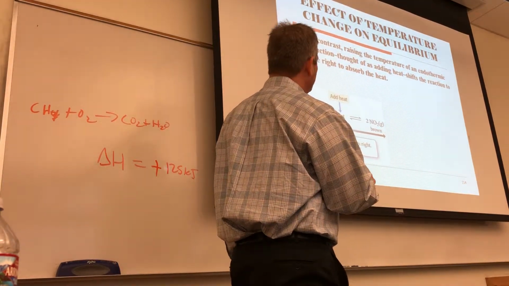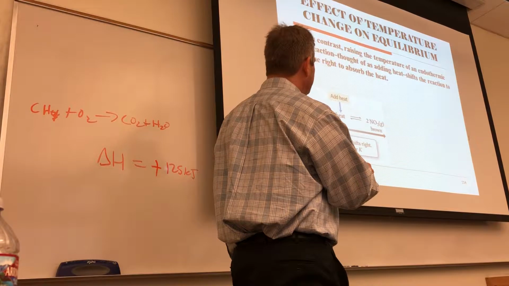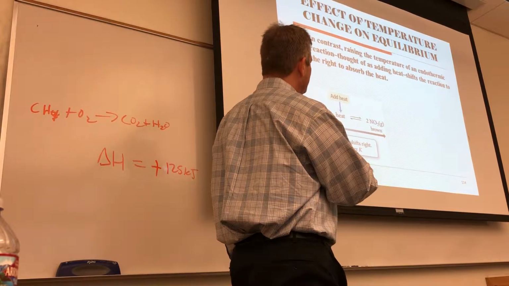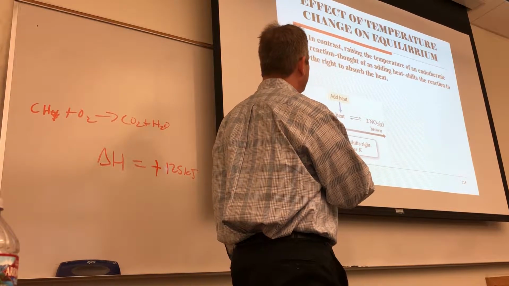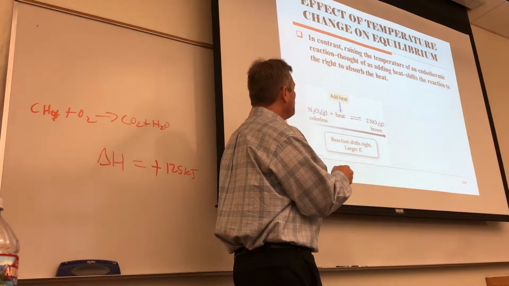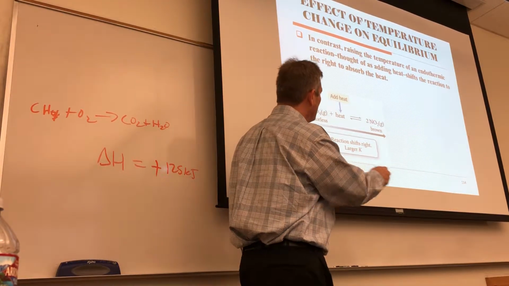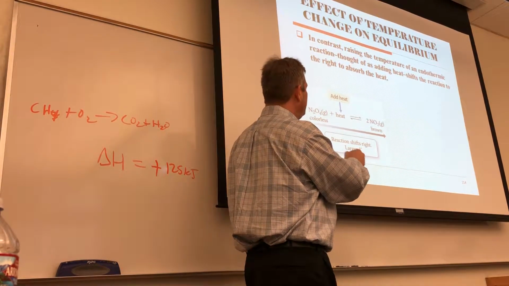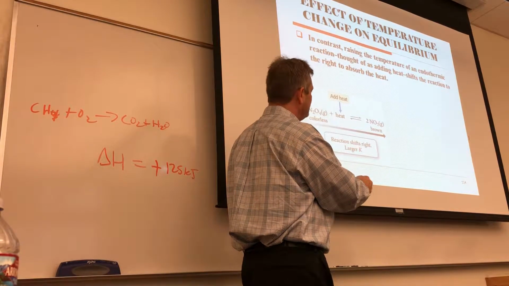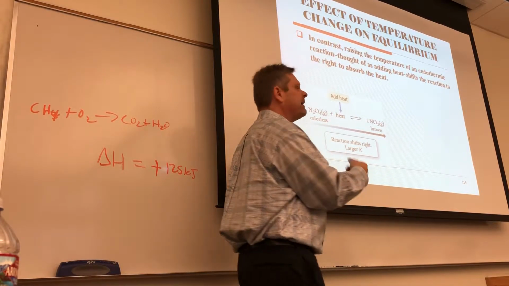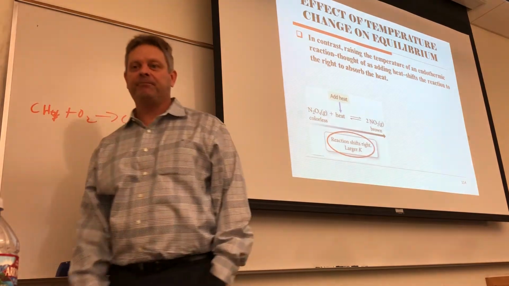So here this is the system. I'm adding heat to this system, so I'm increasing this side, which means based on Le Chatelier's principle it would automatically readjust the equilibrium towards the right and increase this and decrease this. And that's what it says, shift to the right. So if I increase this and decrease that, I also get an increase in K.